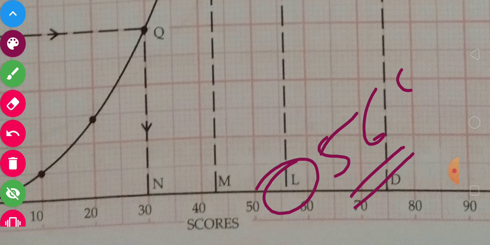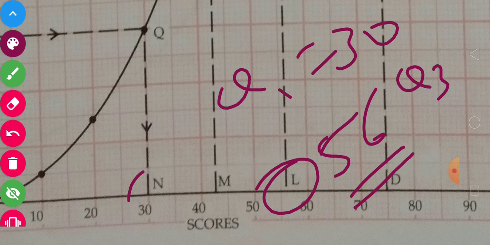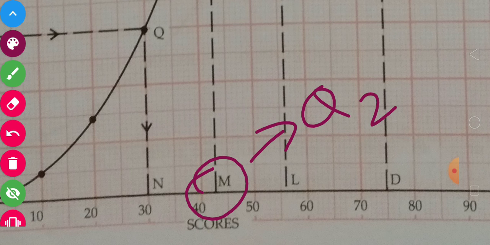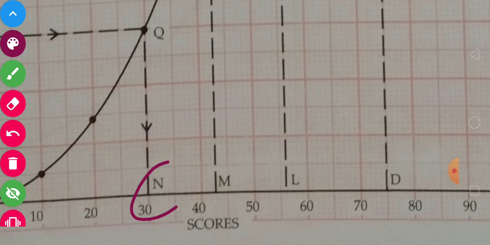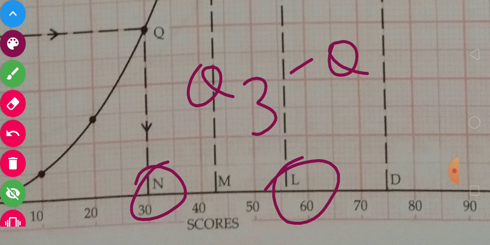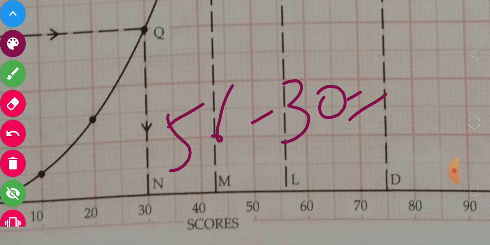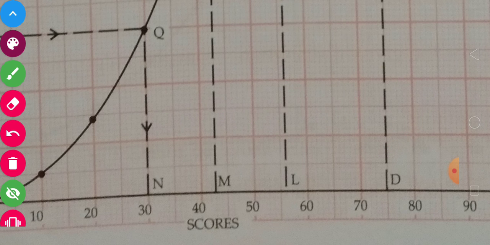So this is my Q3, and my Q1 was 30 according to this graph, right? This is my Q1, this is my Q2. Now I have Q1, Q3 and Q2. Your median is also Q2. So my interquartile range is Q3 minus Q1. So it is 56 minus 30, which is 26.